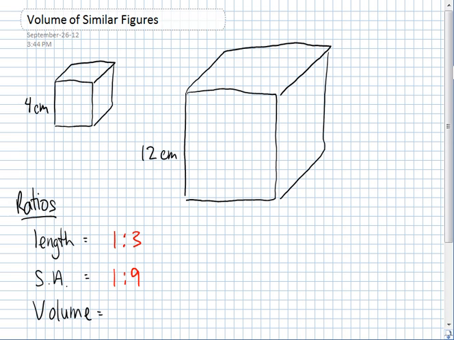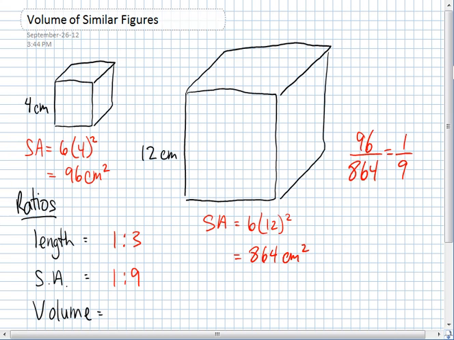And just to prove it to ourselves, we're going to work out what the surface area is really quickly. Well, I'll do it for you. And so we get 96 centimeters squared for the smaller one and 864 centimeters squared for the larger one. Just 6 times the area of one face because they're all identical faces. And if you look at the ratio there, it most certainly is a 1-to-9 ratio. So that definitely does work.